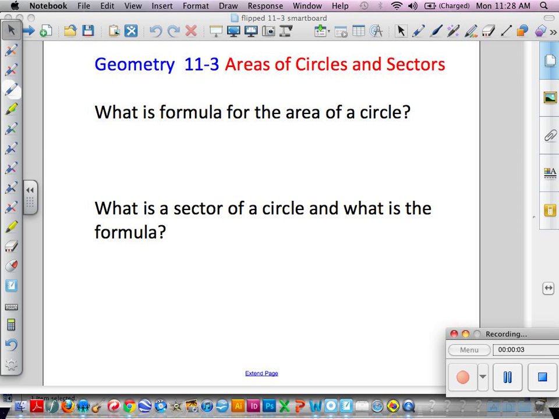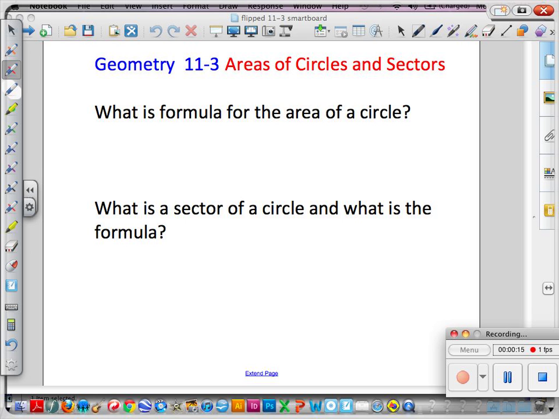Hello geometry students. As we continue through chapter 11, this section is going to talk about areas of circles and sectors. And so let's review the area of a circle formula. To find the area of a circle, you're going to take pi r squared. And I want to remind you, when you're using pi, please use your pi button.